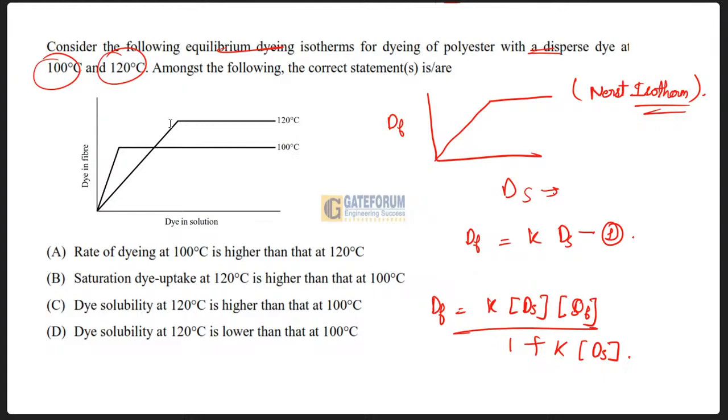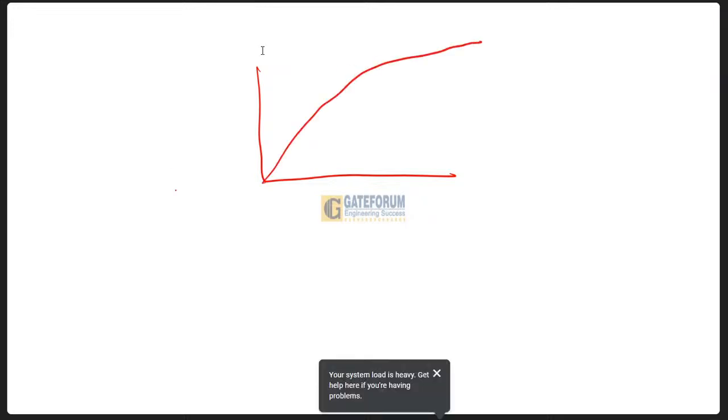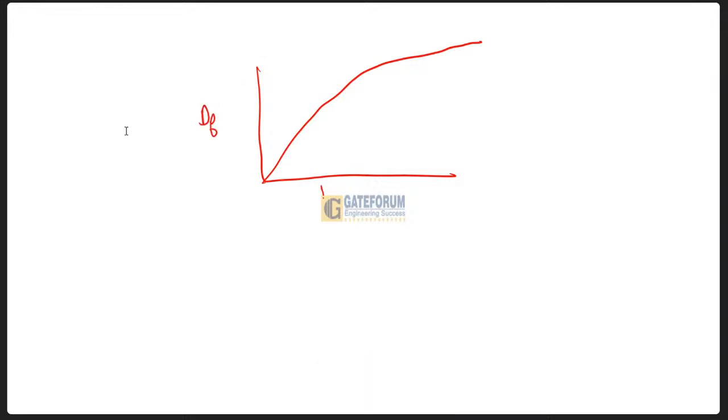So the Langmuir isotherm increases up to a certain point and then remains constant. And the Freundlich isotherm is for the cotton aspect. It increases in this manner, this is DF and DS. So DF is equal to K times DS to the power n. This is for cotton and cellulosic fibers.